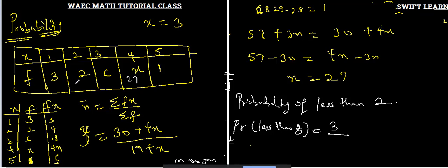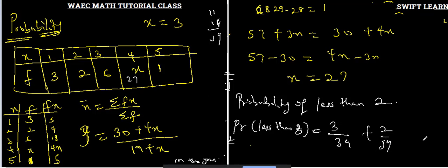3 divided by the total of everything here. 3 plus 2 is 5. 5 plus 6 is 11. 11 plus 28 is 39. So that will be 3 over 39 plus 2 over 39. Then you add them. What do you have?